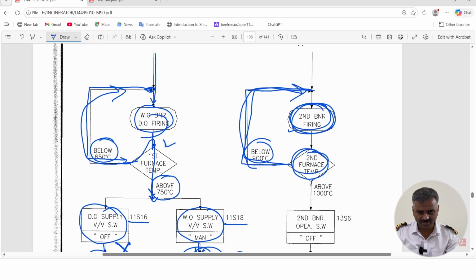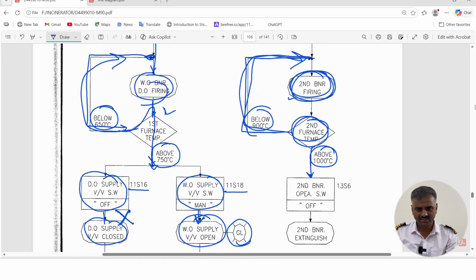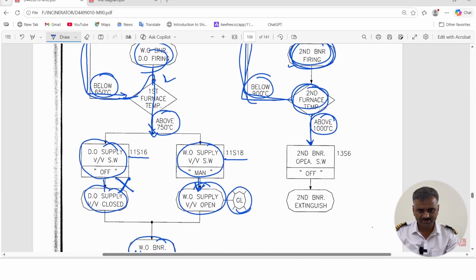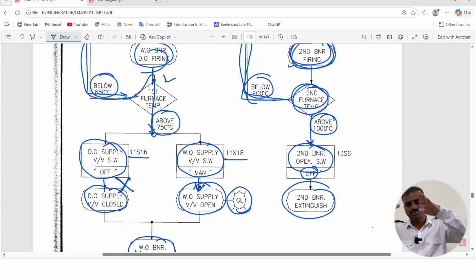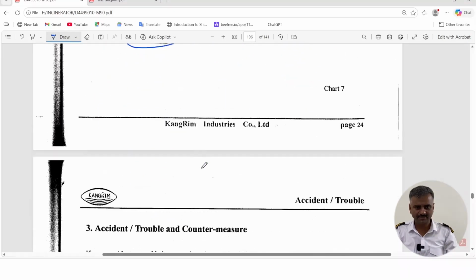If the second burner furnace goes above 1000, then we go to the next step: the second burner operational switch goes off and the second burner will extinguish. So it keeps switching between 1000 degrees and 900 degrees for the second burner operation, and the waste oil burner keeps switching between 650 degrees and 750 degrees, between diesel oil mode and waste oil mode. So that is all about the manual operation of this system.